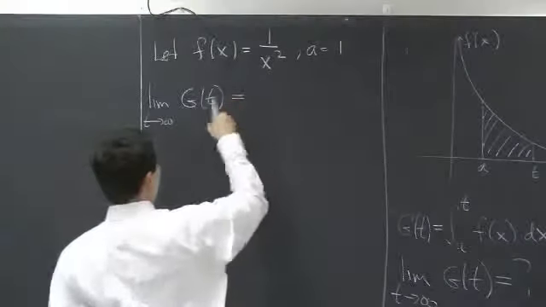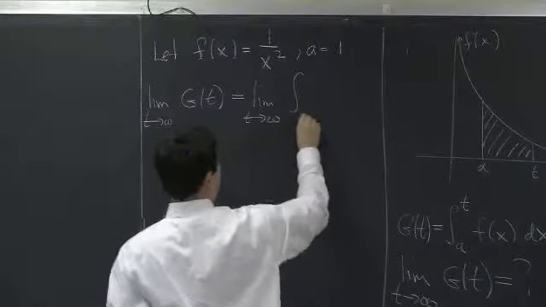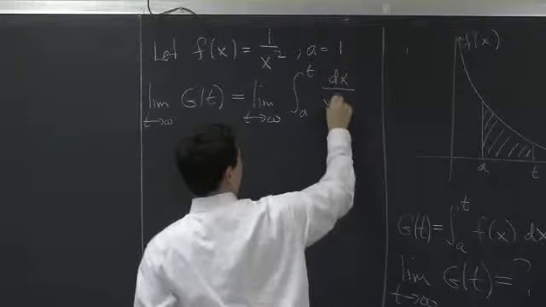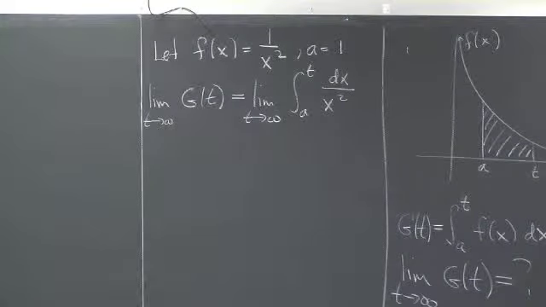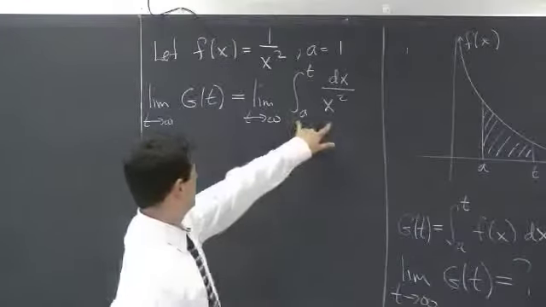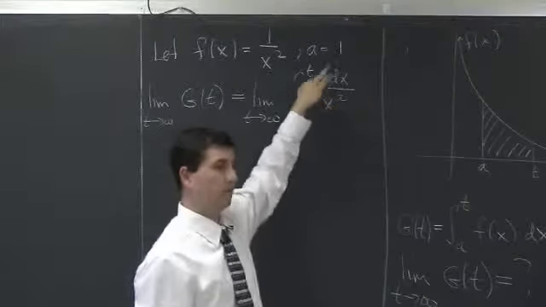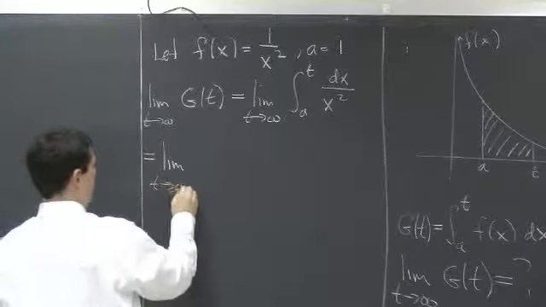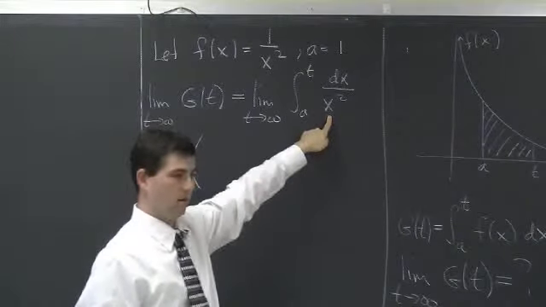Okay, well, we can write down what g of t is. It's the integral from a to t of our function 1 over x squared times dx. If you forget about this limit for a second, this is just a nice definite integral. We can compute this. So we'll just leave the limit on the outside. Now let's see, what's the antiderivative for 1 over x squared?